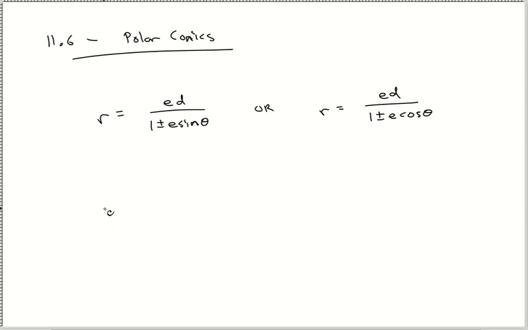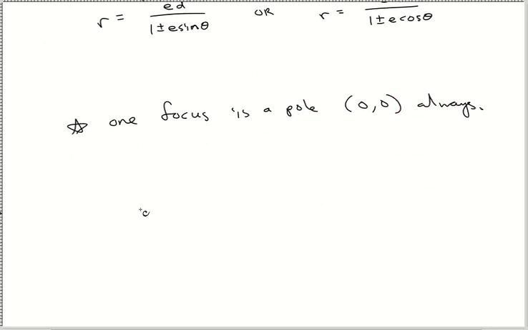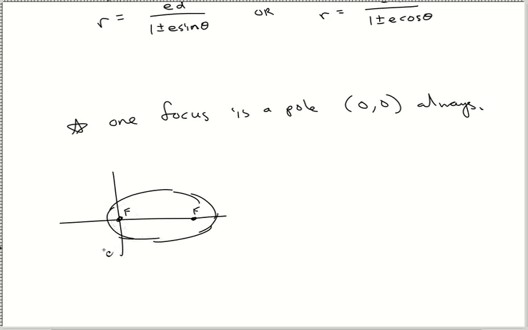The main thing that you need to know is that one focus, or maybe sometimes your only focus, is at the pole, which is 0, 0. This is always. Okay? Let me just go ahead and show you a visual example. Let's say I have an ellipse, kind of like this here. And so this right here is one of my foci, and I guess one's way out here. But we're really just saying there's one of them at the origin, okay?